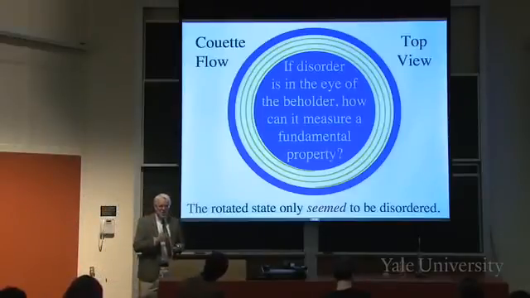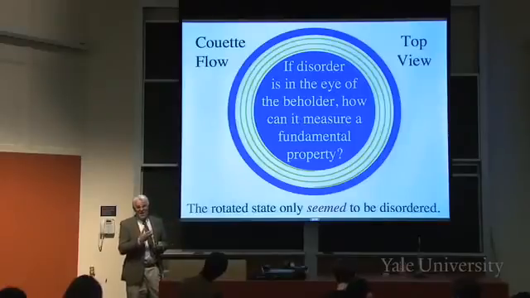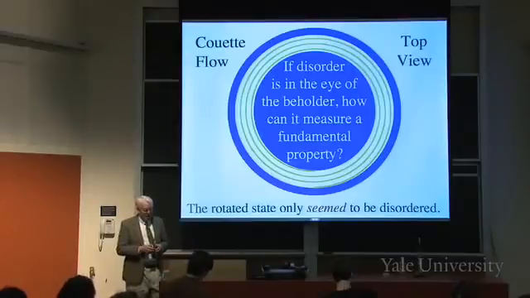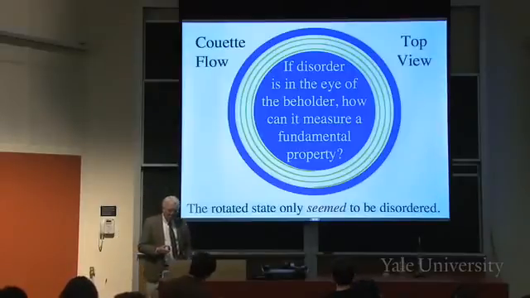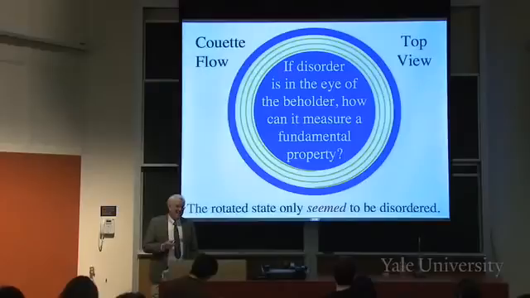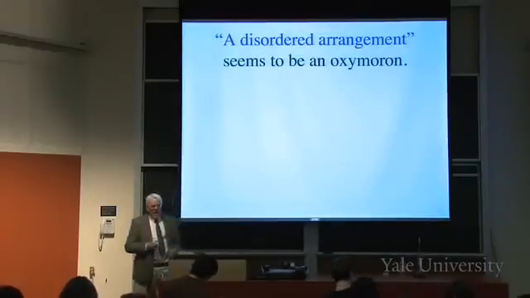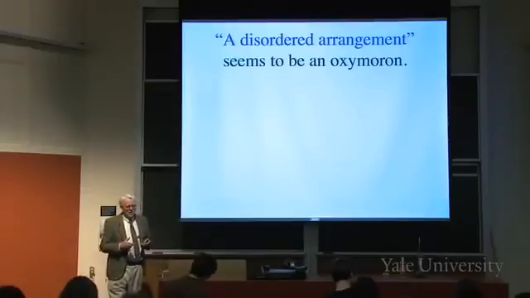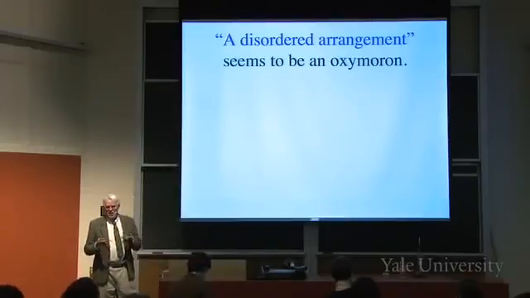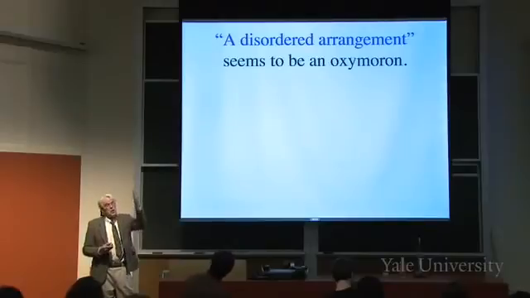If disorder is in the mind of the beholder, in this case, or in the case of that dinosaur, connect the dots. If disorder is in the mind of the beholder, how can it measure a fundamental property like entropy if it depends on who's looking at it to say whether it's disordered or not, right? In fact, a disordered arrangement is an oxymoron, because arrangement is arrangement and disordered is not arrangement, right? So how can you have a disordered arrangement if the shepherd sees a dragon?